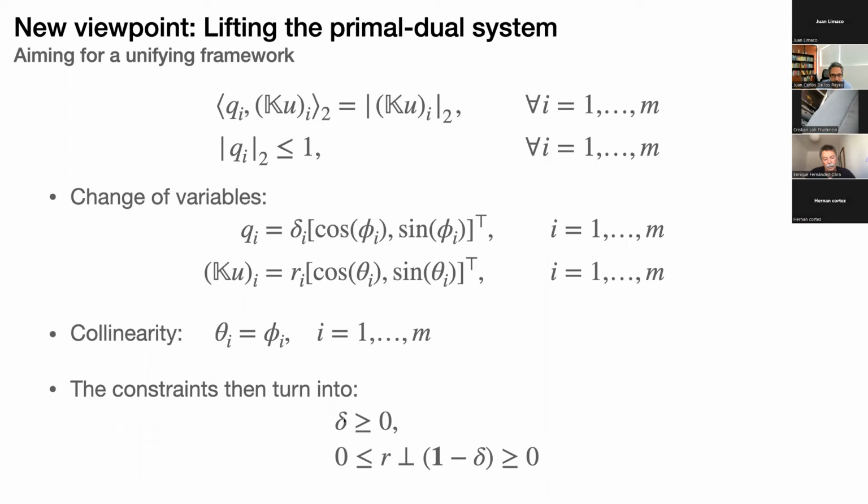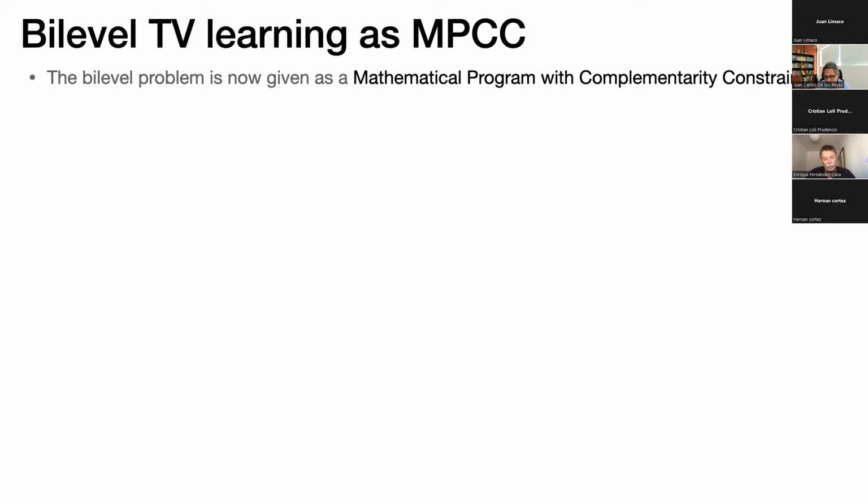So the radius has to be greater or equal than zero. And apart from that, you have to consider that if R is greater than zero, then delta should be equal to one, and also the other way around. So this is a standard complementarity type of system that you have in this part. Now, the good news about that is that using this lifting and this additional formulation, you can reformulate the bilevel problem as a so-called mathematical program with complementarity constraints.